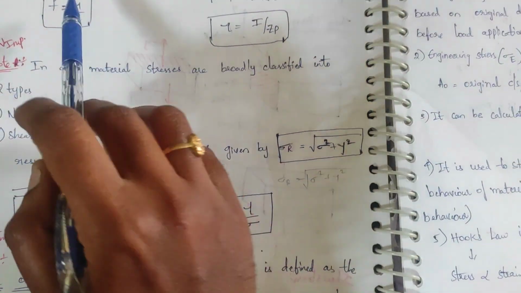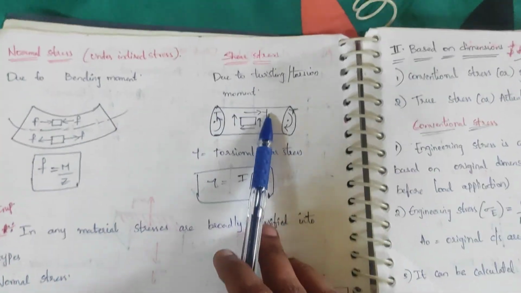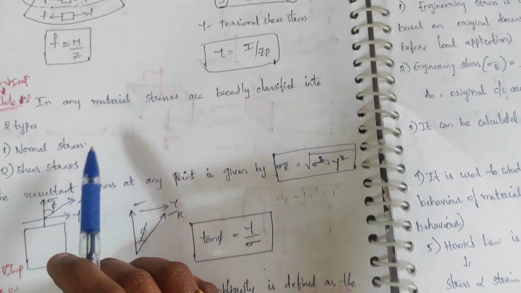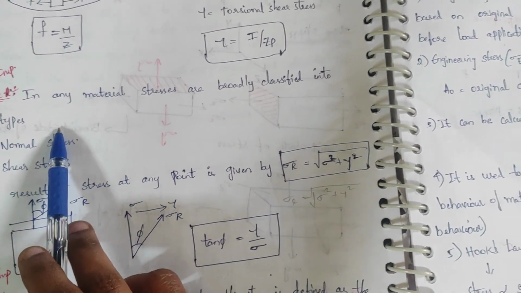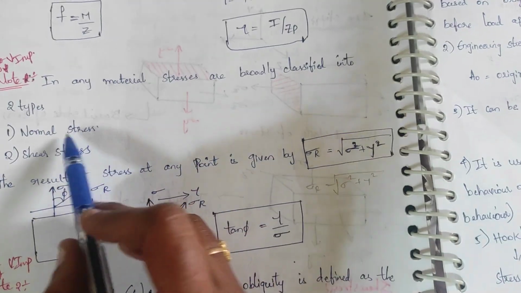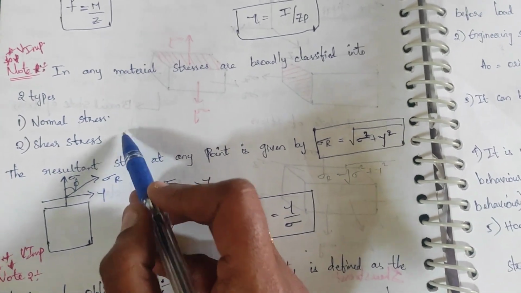See, we have finished up to normal stress and shear stress. What is the normal stress and what is the shear stress? And next, see, in any material, stresses are broadly classified into two types, that is normal stress and shear stress.